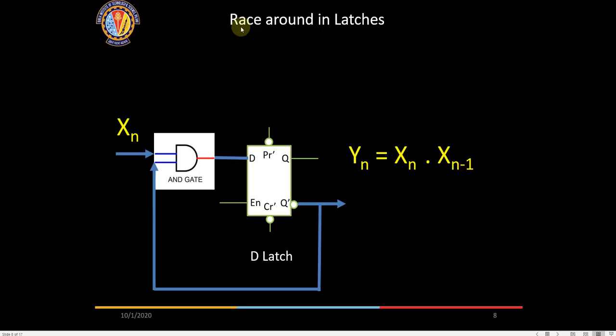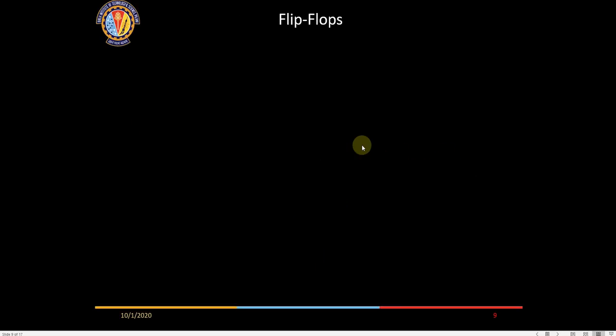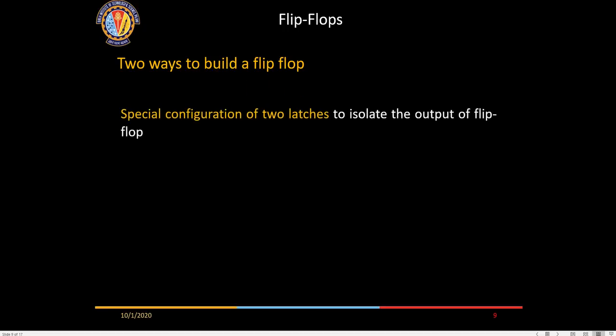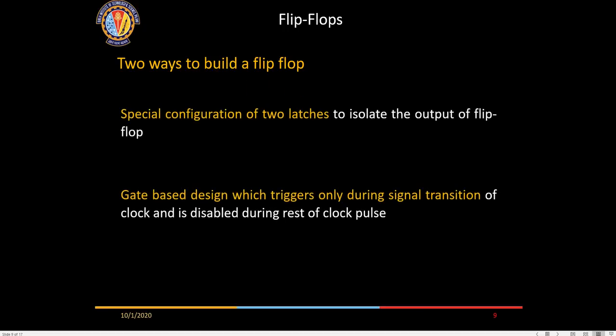Okay, so that is a disadvantage of a latch. Now we will see how to avoid that. In flip-flops, these conditions are avoided. There are two ways to build a flip-flop. One is using a master-slave flip-flop. The other one is by using a NAND gate itself.